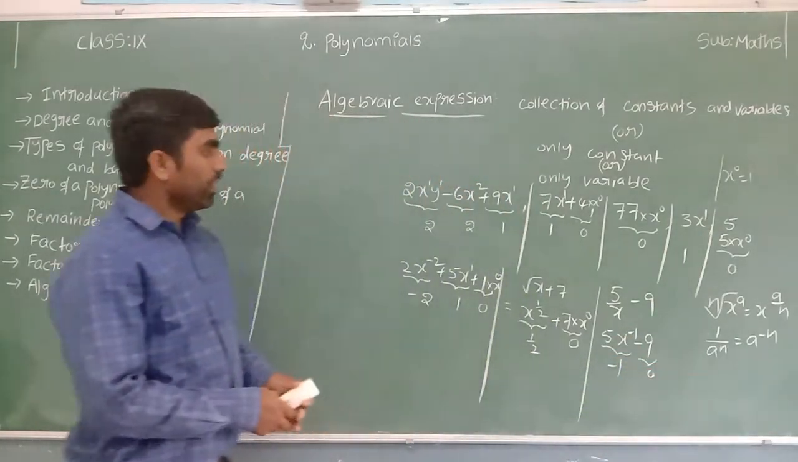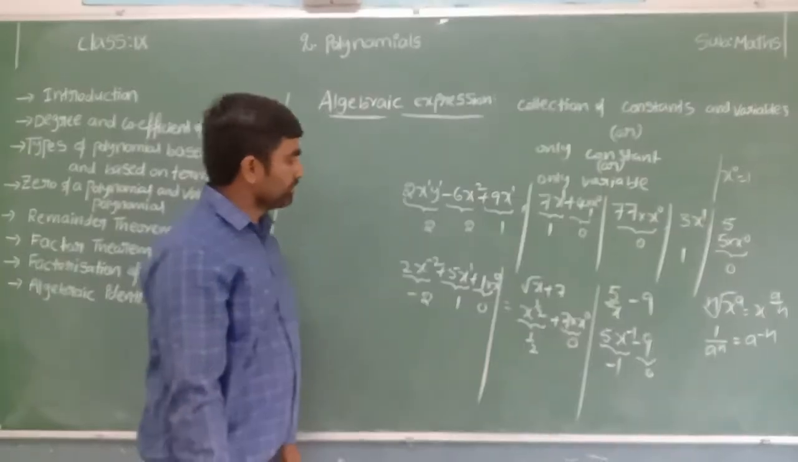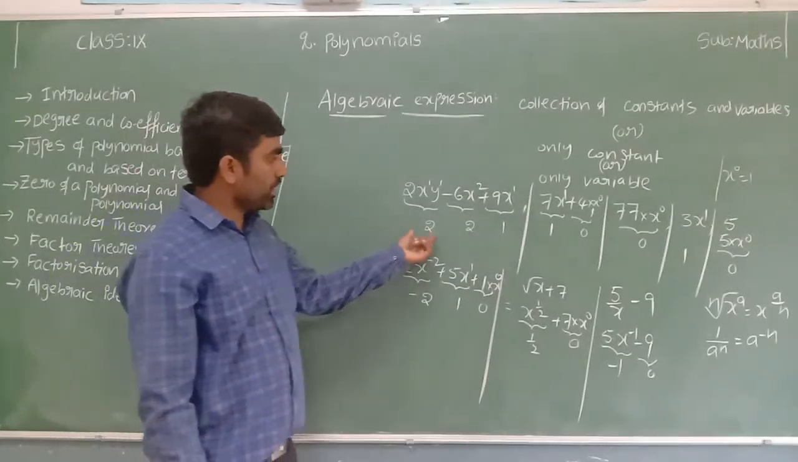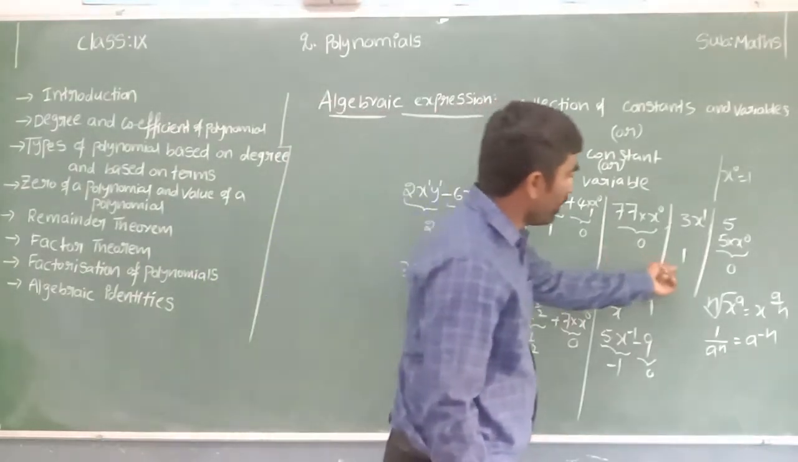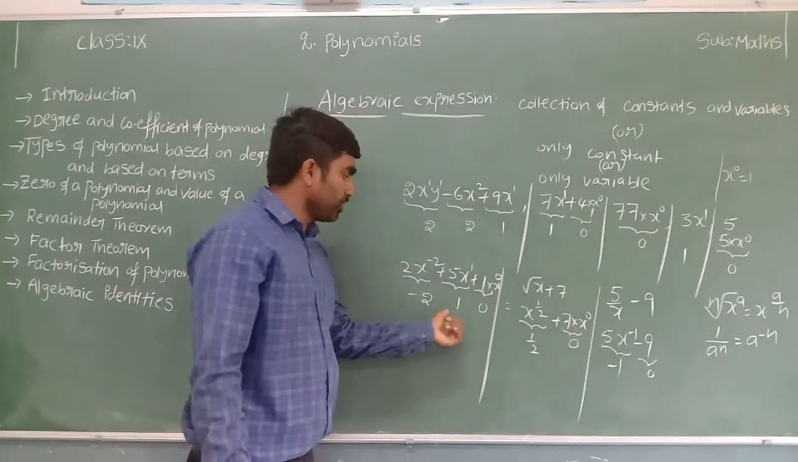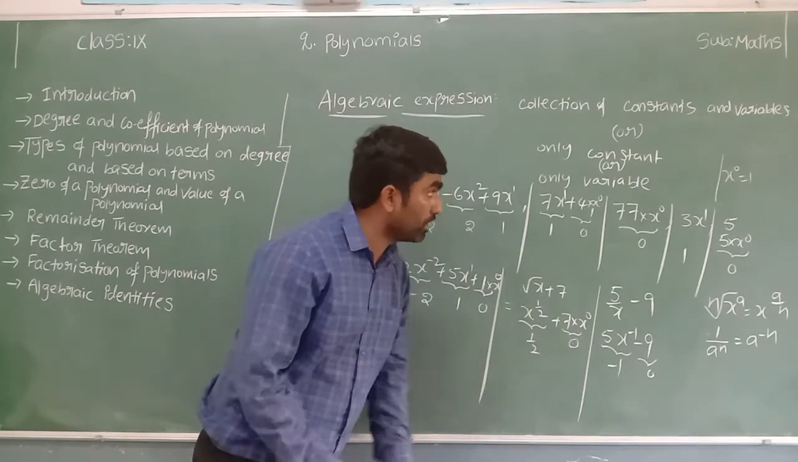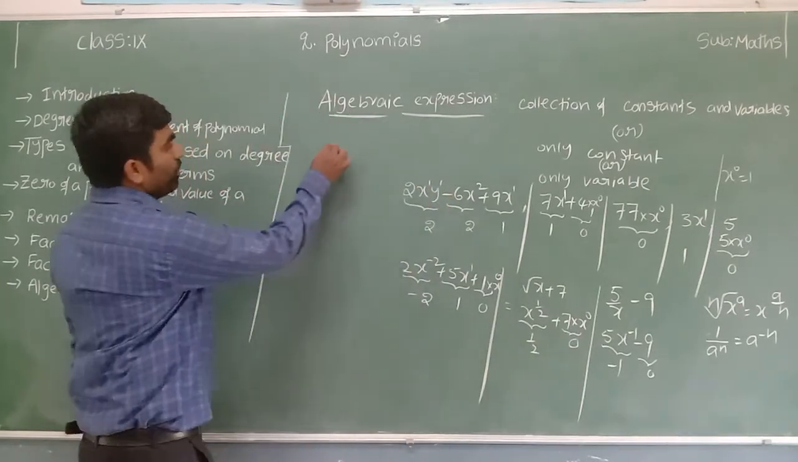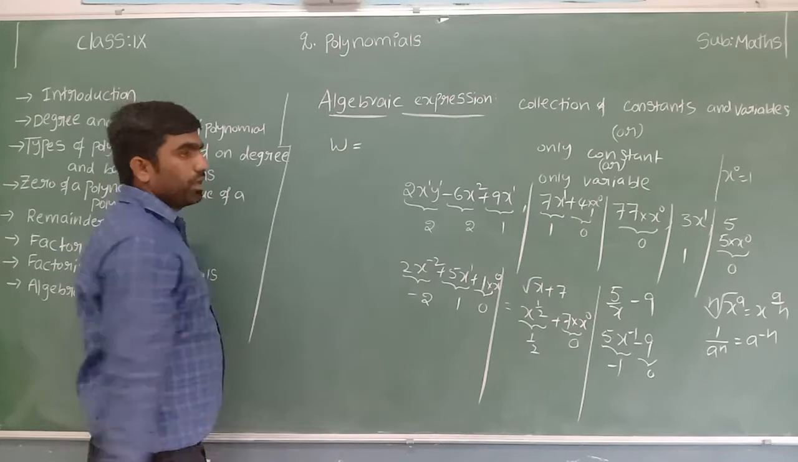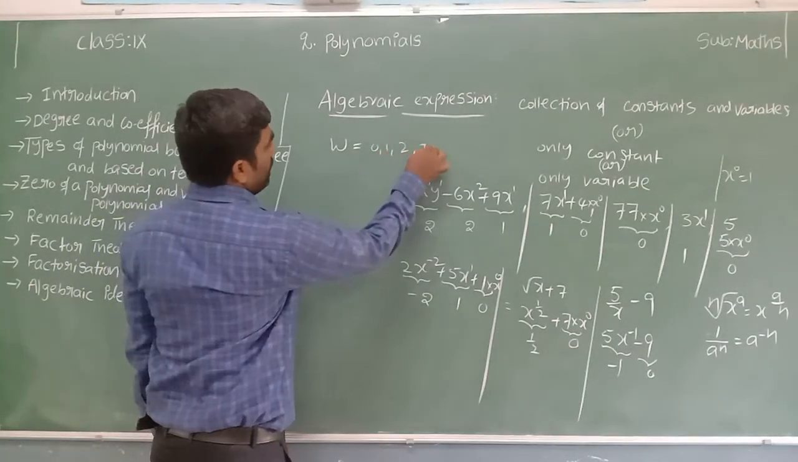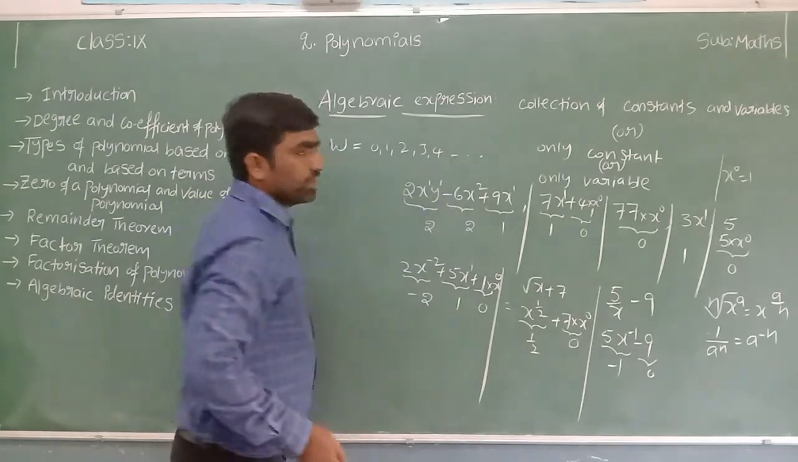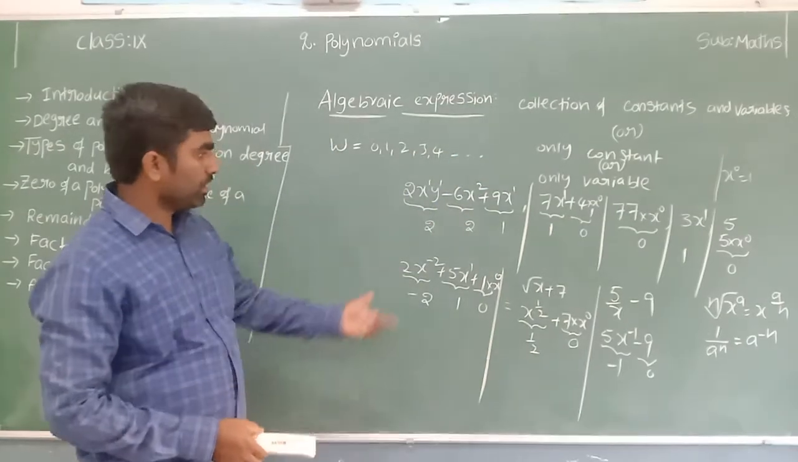Now let's see how the variable powers are. Here I can see variable powers are 2, 2, 1, 1, 0, 0, 1, 0. Here I can see minus 2, 1, 0, 1 by 2, 0, minus 1. As we all know, what is meant by whole numbers? Whole numbers are represented by W: 0, 1, 2, 3, 4 and so on. These are called whole numbers.